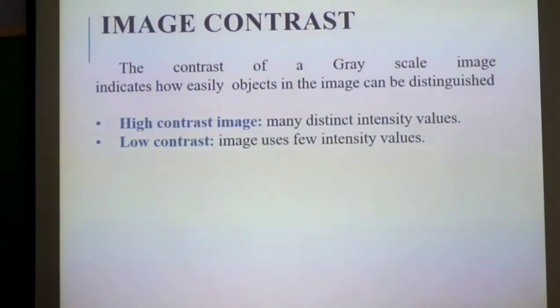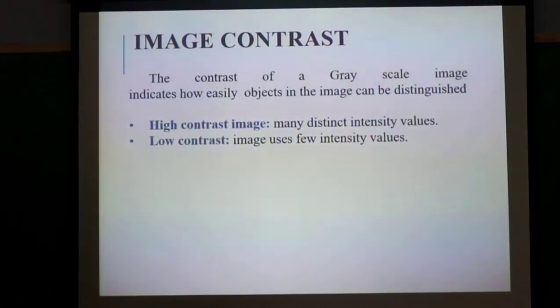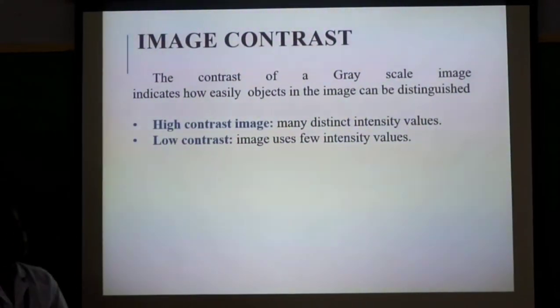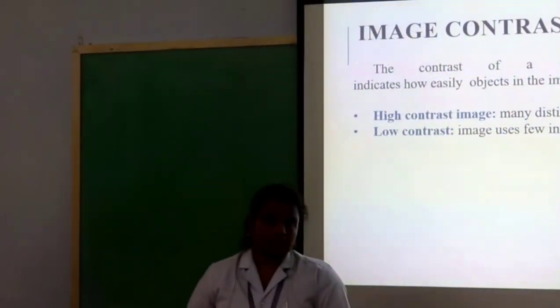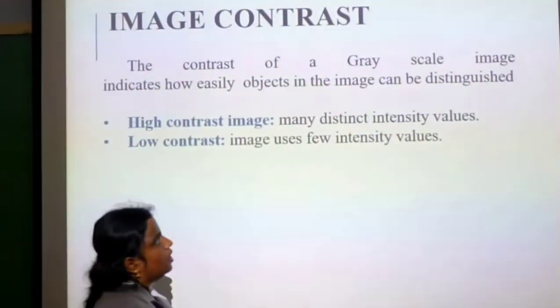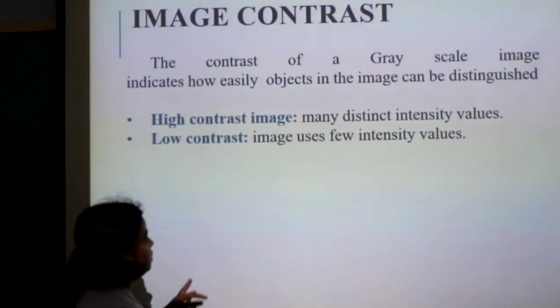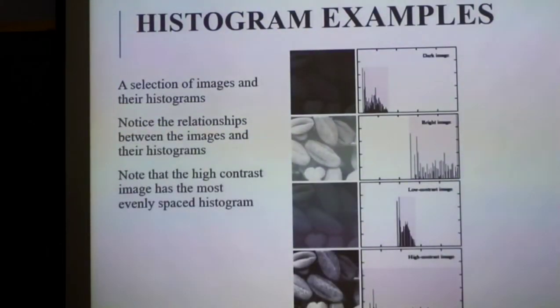Next, image contrast. The contrast of a grayscale image indicates how easily objects in the image can be distinguished. A gray level image has two types: low contrast image and high contrast image. In a high contrast image, the intensity values are distinct in nature. Intensity value means gray level value. In a low contrast image, the image uses few intensity values. This is an example of a histogram.